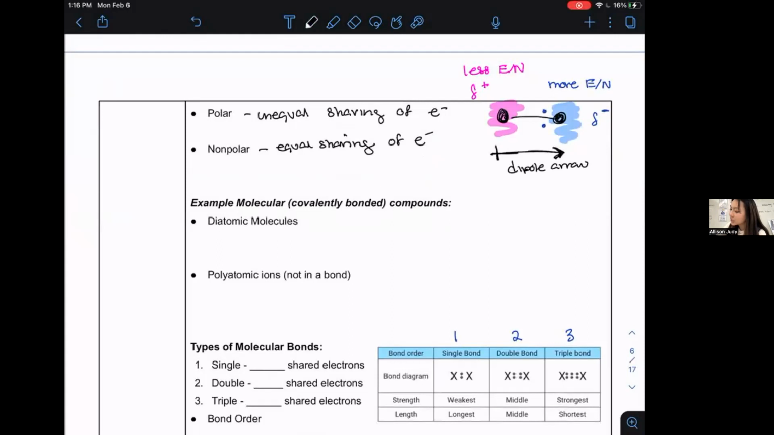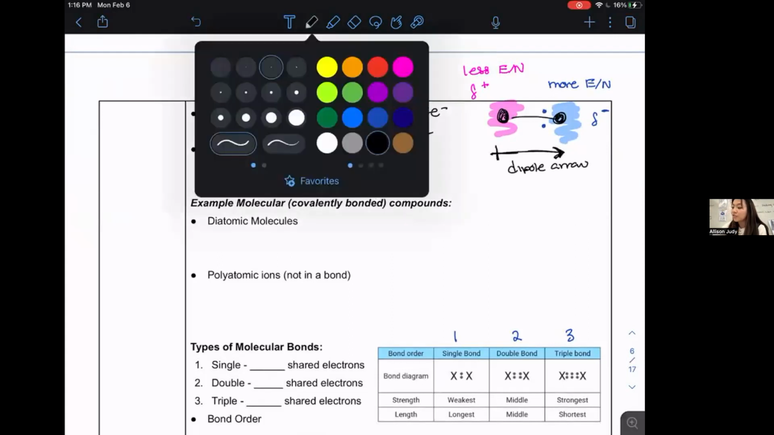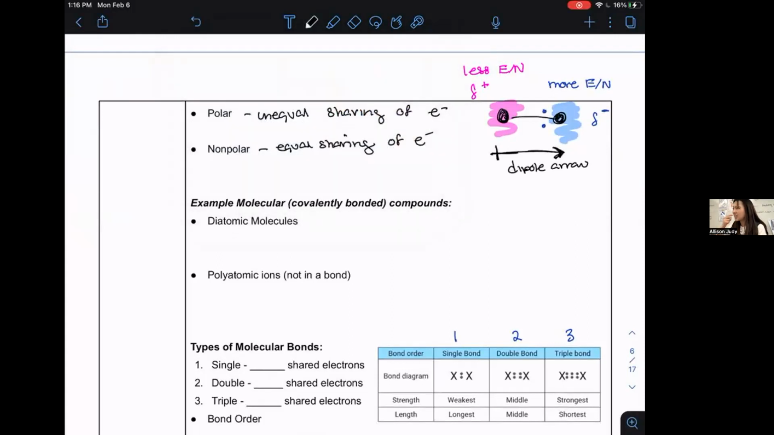Sorry. So let's look at some of these molecules. You guys are already familiar with a couple of them. They're called diatomic molecules. I think I introduced this already, okay, in Unit 1.